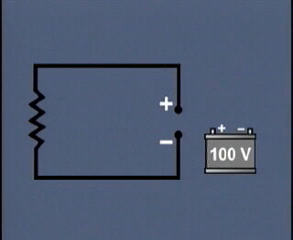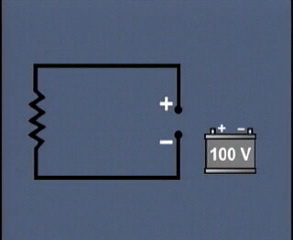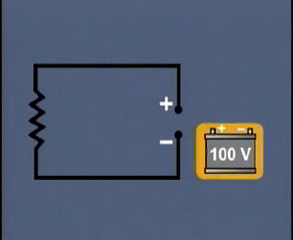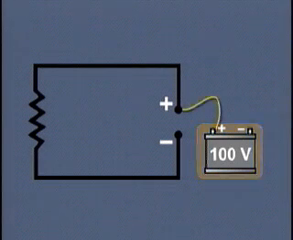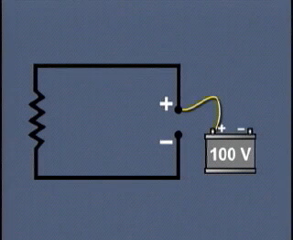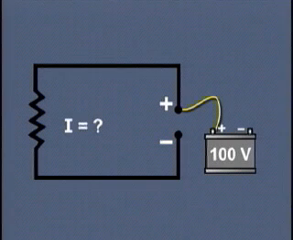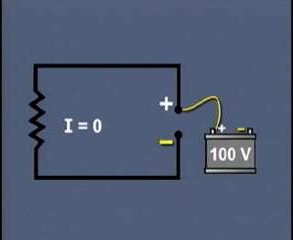Let's now look at the case where we have a lighting circuit shown here, which is waiting to be energized by the 100-volt battery. So first off, we connect the positive terminal of the battery to the positive terminal of the circuit. Under these conditions, how much current will flow through the circuit? Well, the answer, of course, is 0. Look, we still need to connect the two negative terminals together.